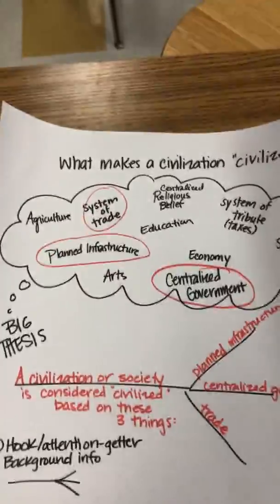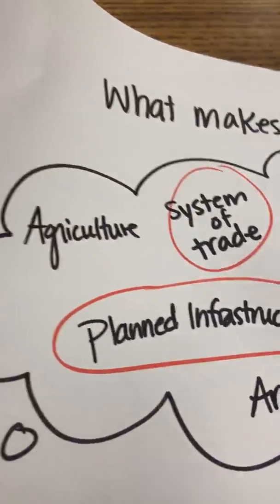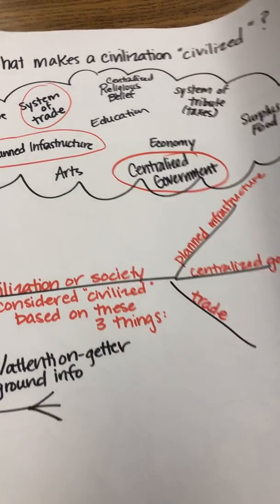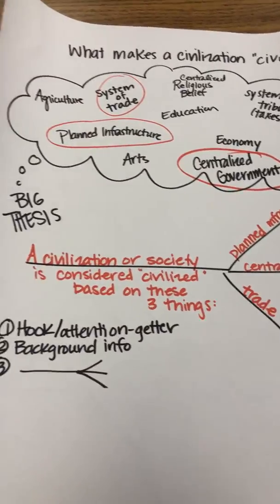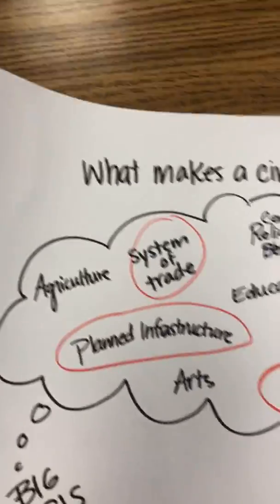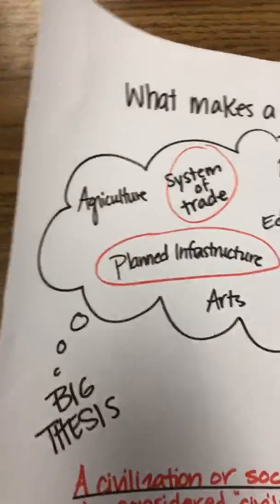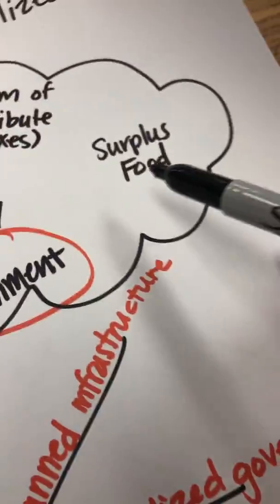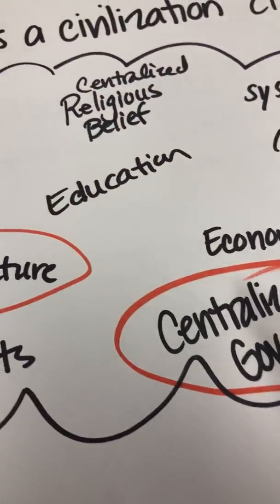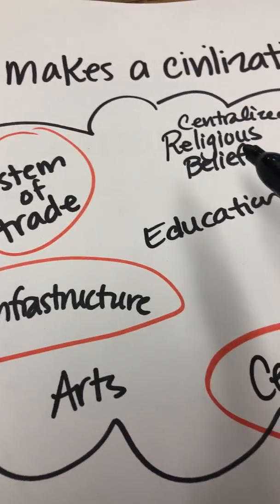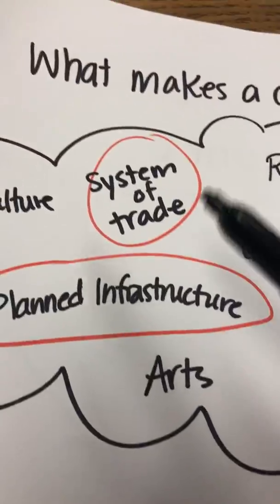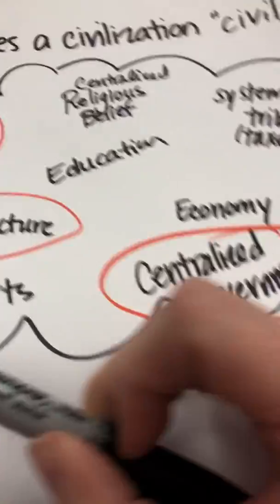So what we've been learning in social studies basically is what makes a civilization a civilization. And their prompt question is actually what makes a society be considered as civilized? And we would like them to write an essay talking about 3 main points. So over the past few weeks, we've talked about all of these things in my thought bubble. These are things we can think about that make a civilization civilized, okay? We've got taxes, a system of tribute. We've got surplus food. We've got centralized government, economy, education, centralized religious beliefs, arts, planned infrastructure, that's any buildings, any structures that are built, system of trade, agriculture, and there's some others, but these are the main ones we've talked about.